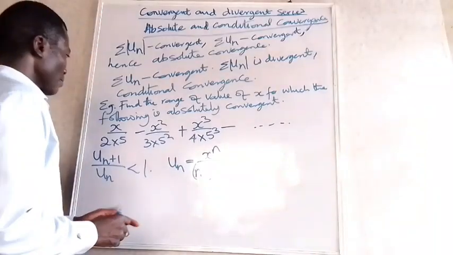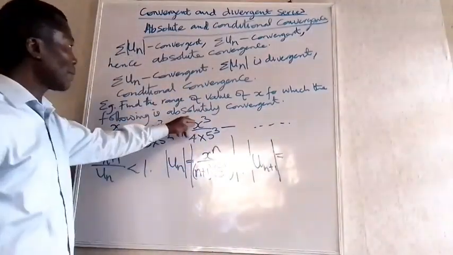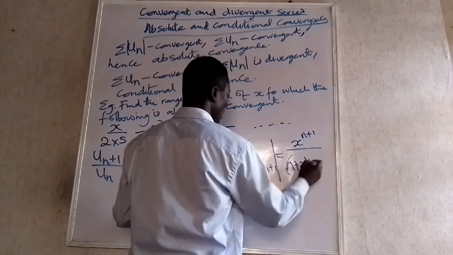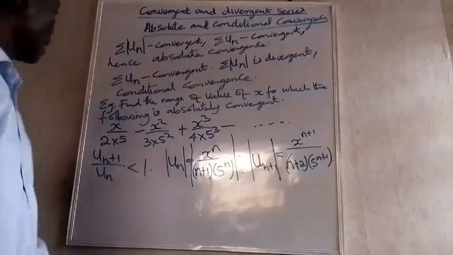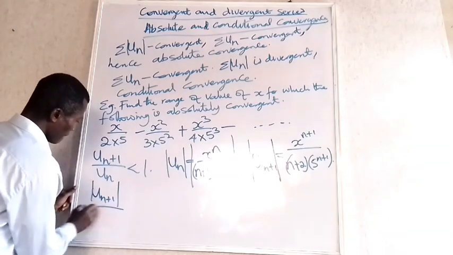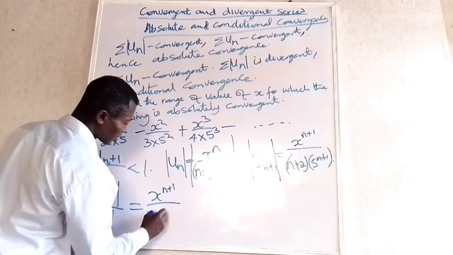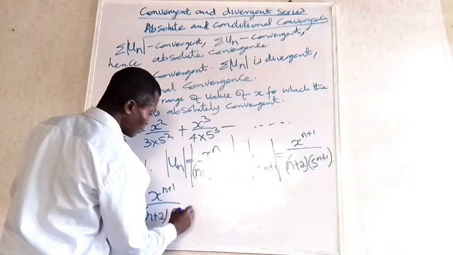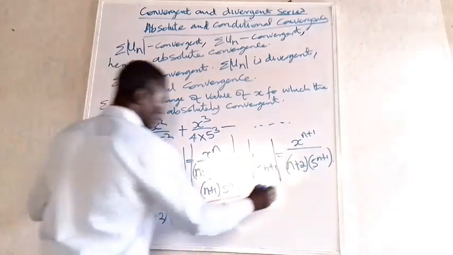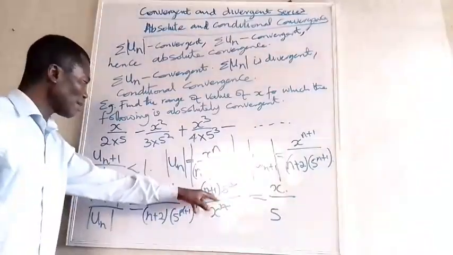So u(n+1), in modulus, because we are talking about absolute convergence, will be x raised to the power n plus 1 over (n plus 2) into 5 raised to the power n plus 1. And since we are using D'Alembert's principle, we are going to write it like this: x raised to the power n plus 1 over (n plus 2) into 5 raised to the power n plus 1, times (n plus 1) into 5 raised to the power n over x raised to the power n. By the time you divide these, you are going to have x, and here you are going to have 5. Now, so we are going to have (n plus 1) over (n plus 2).